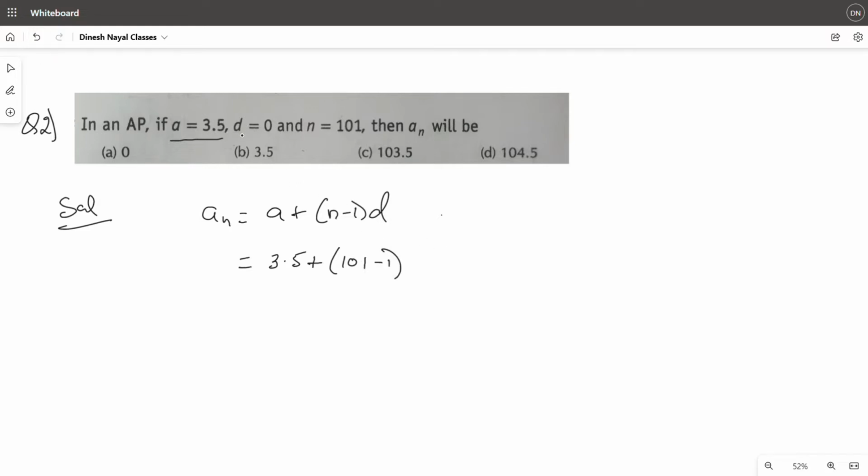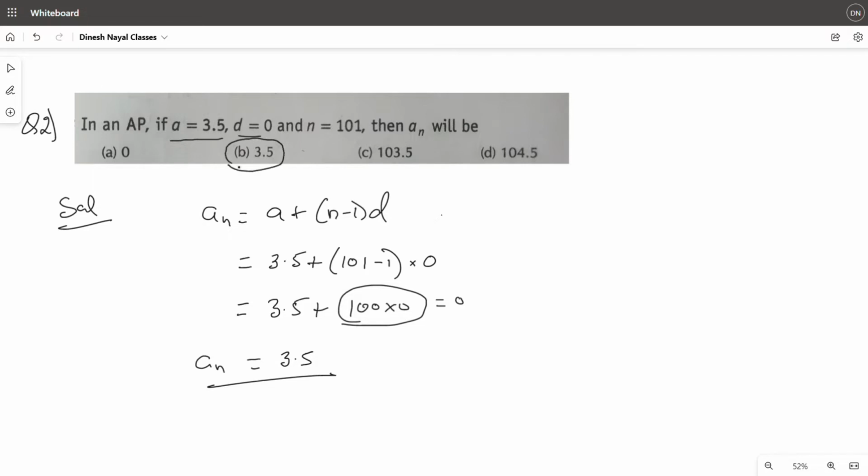Now D is 0, times 0. So this is 3.5. Even though this is 100, 100 times 0 will be 0 only. So this is actually 0. So the answer for AN is 3.5. That means B part is correct. 3.5, B part is correct.